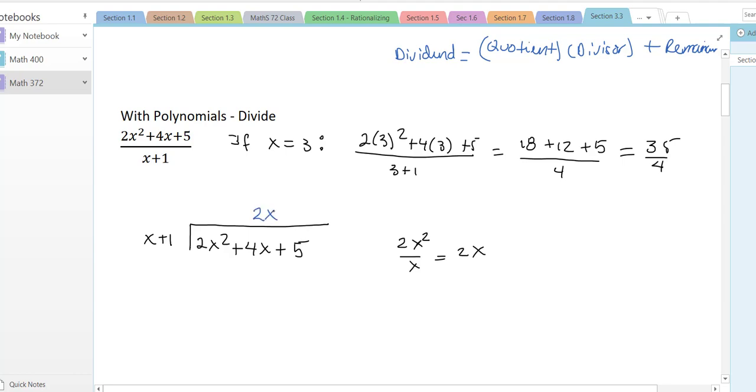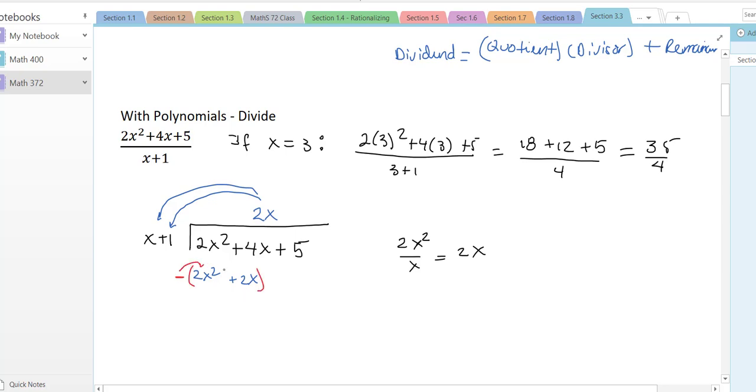So what do I multiply x by to get 2x squared? It will be 2x. And just as we did before, we're going to line them up. In this case, for polynomials, we're lining them up by degree. And now I multiply. So 2x times x is 2x squared, and 2x times 1 is 2x. And just as we did before, we subtract.